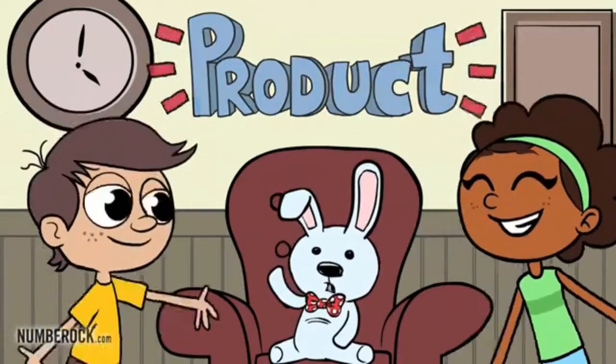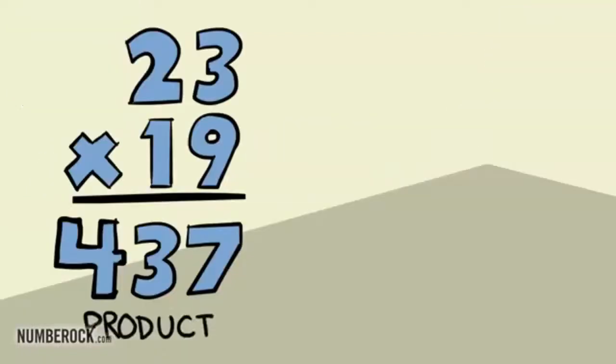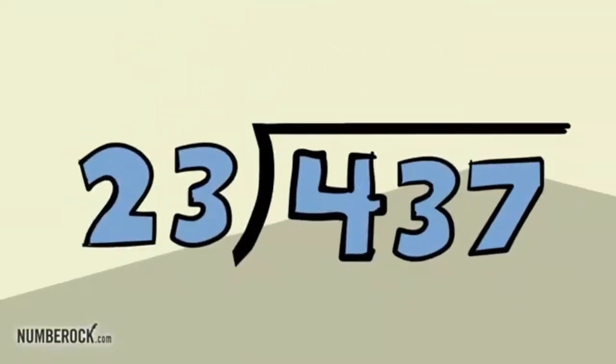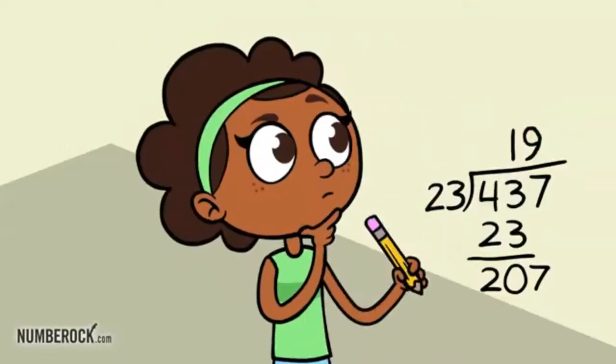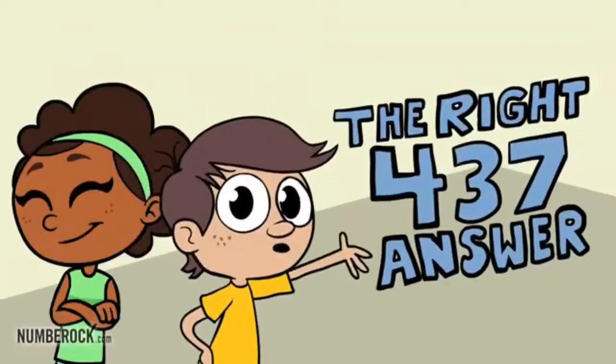When we do long multiplication, we check it with the inverse operation. The product becomes the dividend. The divisor is the multiplier or multiplicand. We do the long division. If the quotient is the other factor, then we know we've got the right answer.